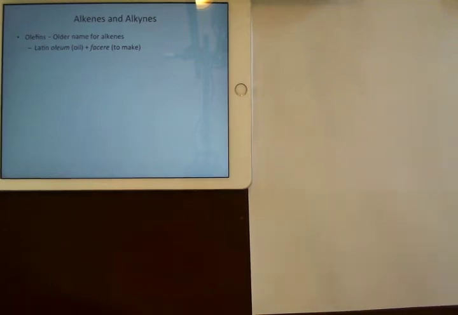Hello, moving on to chapter 7. So this one's about alkenes and alkynes. Sometimes you actually hear them referred to as olefins. It's an older name, but you can think of it now as a nickname.